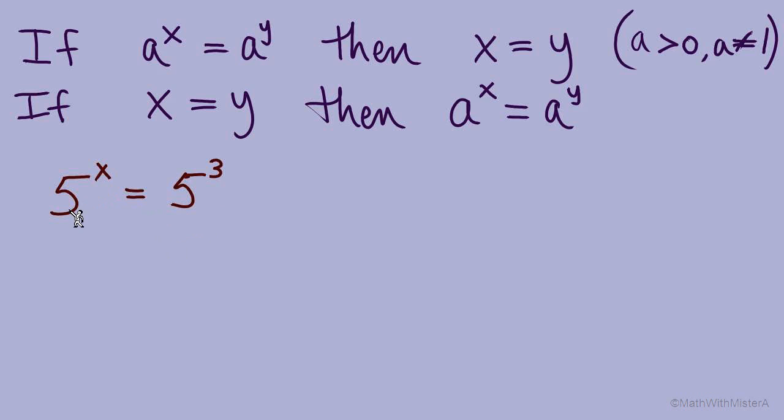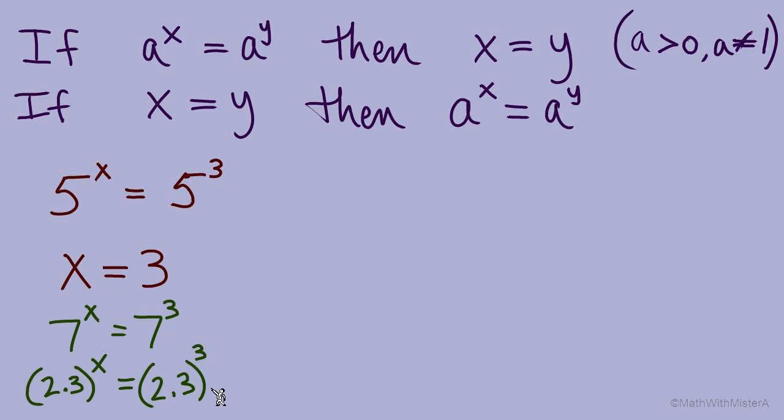And our property will tell us, since we have a base 5 on both sides, the exponents must be equal. X equals 3. And once we establish x equals 3, I can make both of these become exponents with any base, and I'll still have a true equation, just as long as the base is a positive number that is not 1.